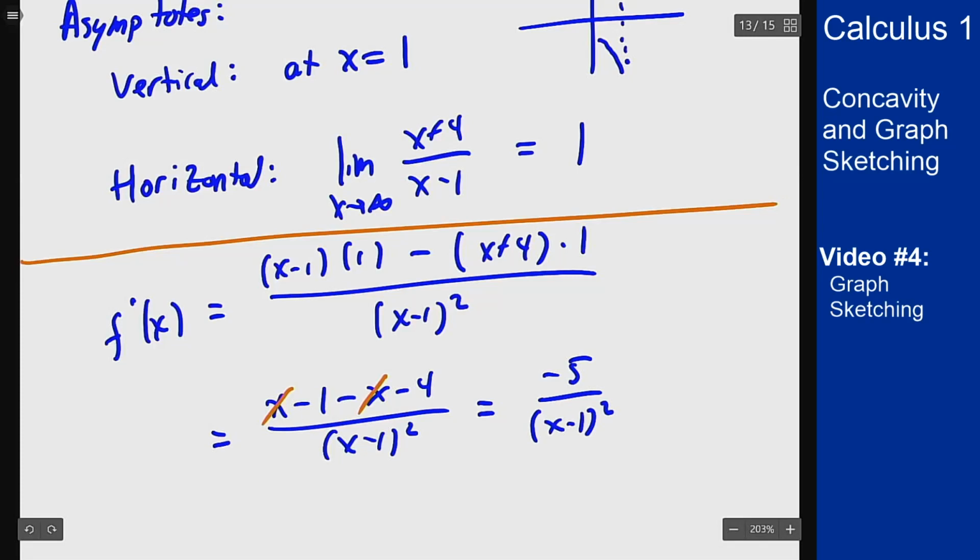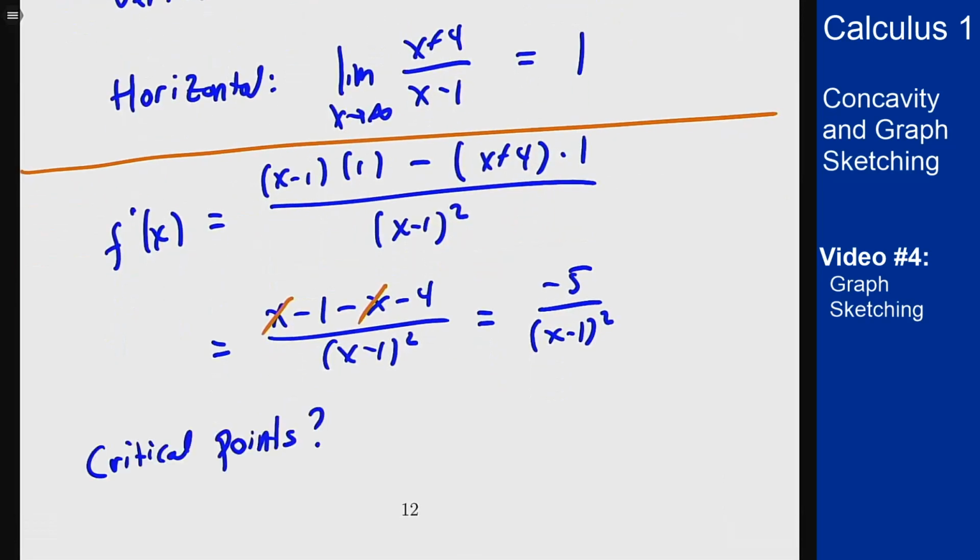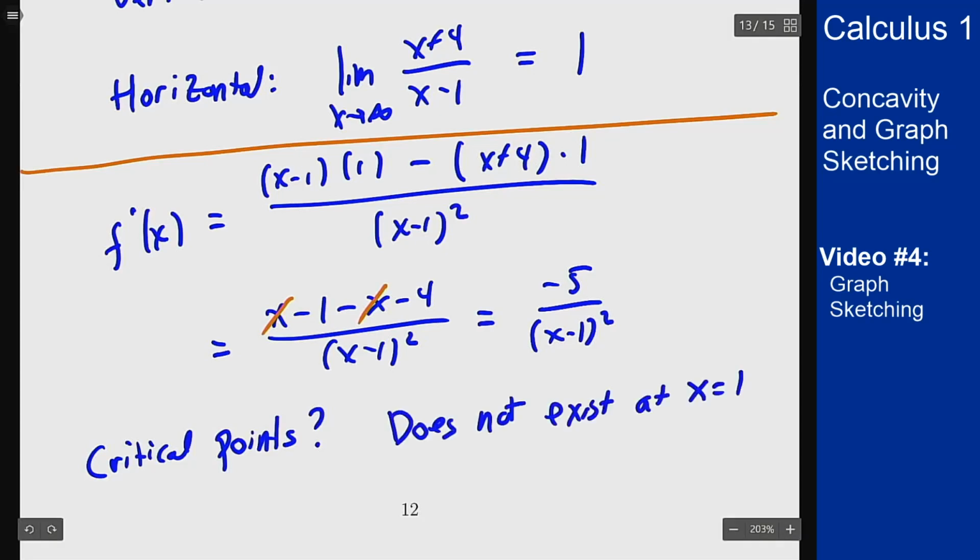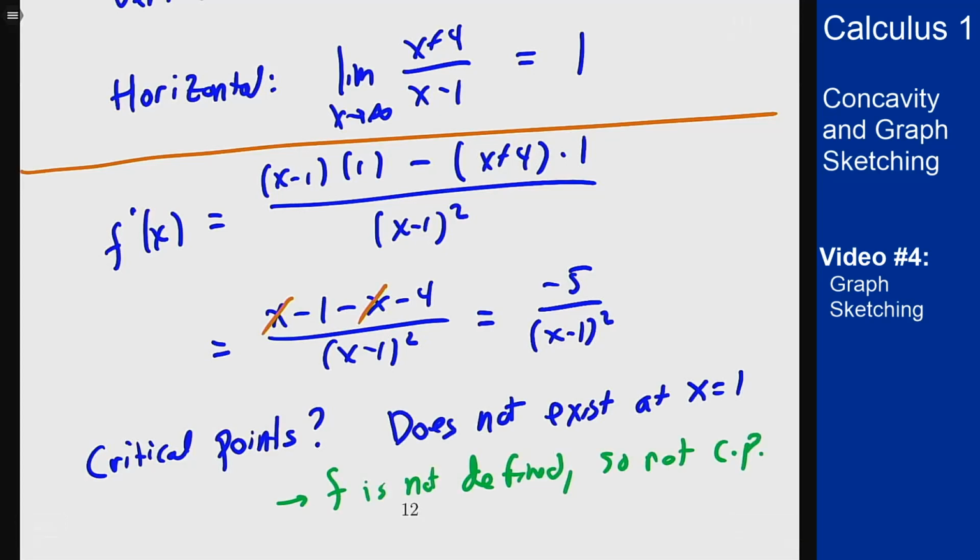Where do I have critical points? Well, this function is never 0. So the only thing where this does not exist is at x equals 1. But that's not a critical point because my function is not defined there. Therefore, this function has no critical points.